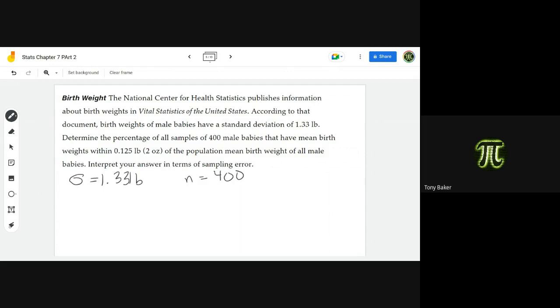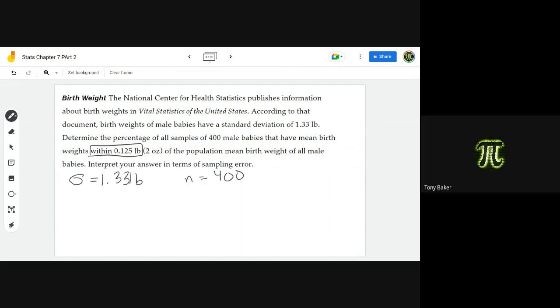And they want to know what percentage is within 0.125 pounds of the population. If I don't know the population mean, we're looking for a percentage of change, right? So technically, I can set my population average, or my mean, to be anything I want, because I just want to know the change between them. And when we're looking for change, we're going to subtract off the mean anyway, correct?